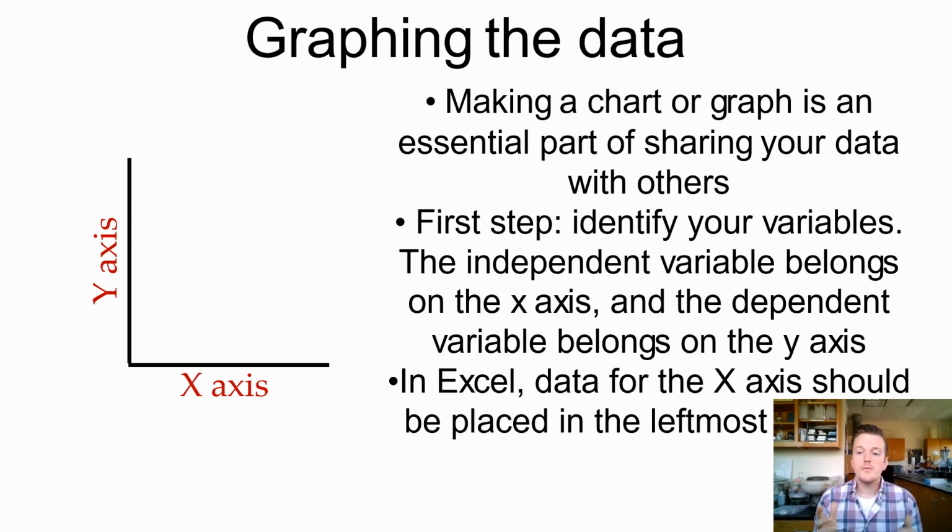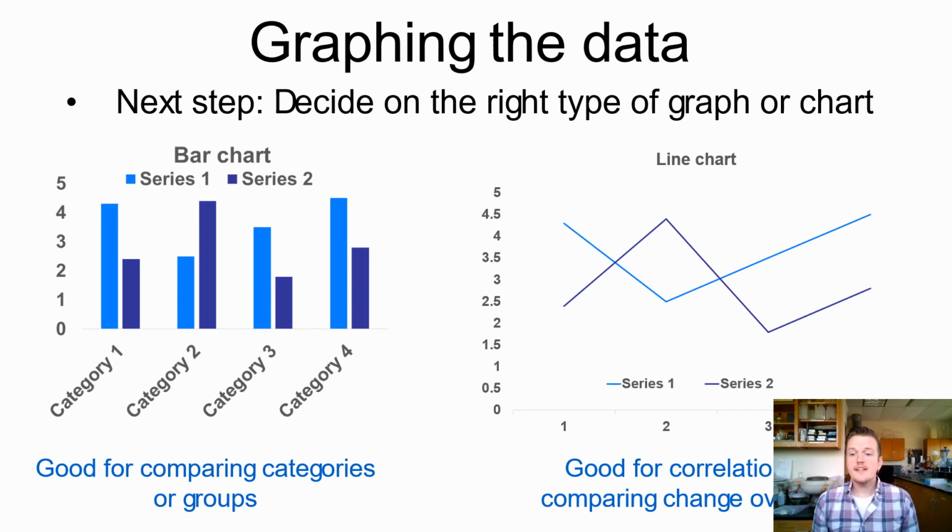So in Excel, which is the software we're going to be using a lot in this class, you can get it for free from the OUIT website, so just make sure you have Excel and start familiarizing yourself with it before you start trying to manipulate the data. So in Excel, data for the x-axis is going to be placed in the leftmost column when you're making these. After you've collected and identified your variables, you're going to then have to decide the right type of graph or chart. And so bar charts are good for comparing categorical data, so things that are divided into categories or groups, whereas line graphs are good for correlating continuous variables or comparing change over time. So if you have any questions about the difference between categorical and continuous data, you can feel free to ask me.